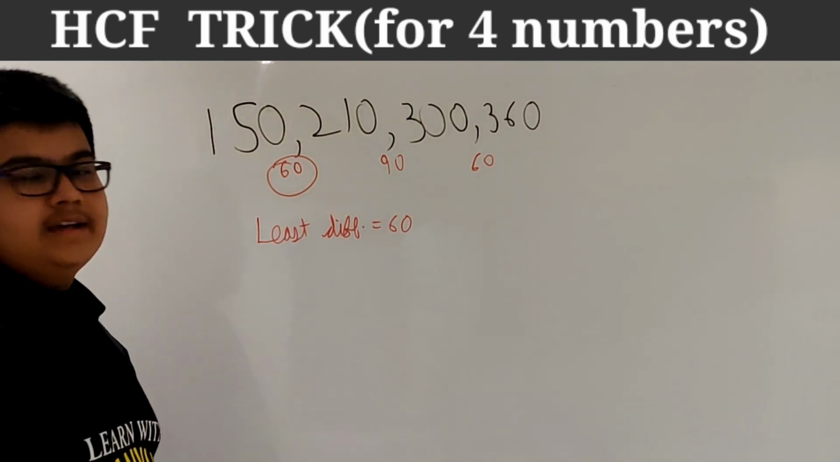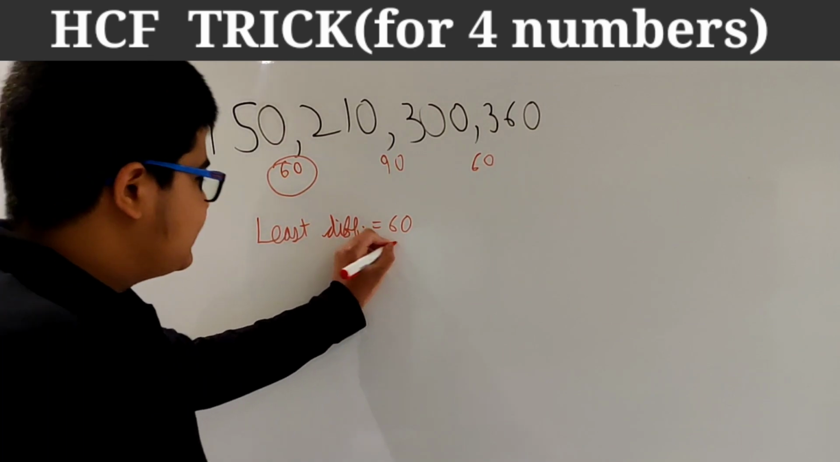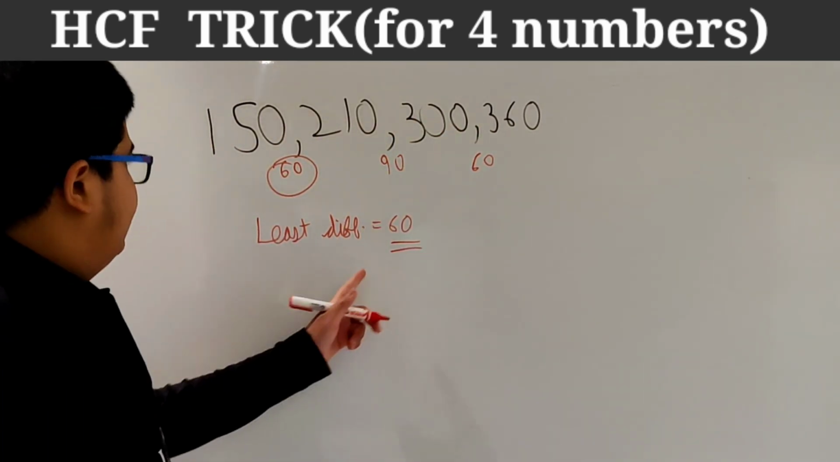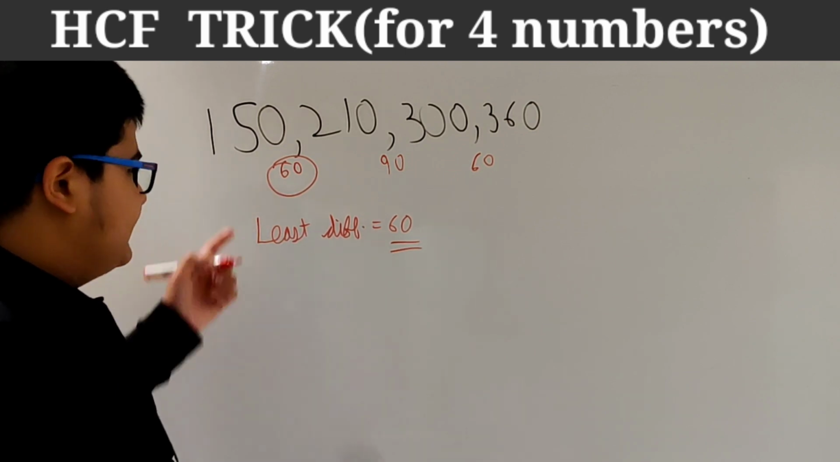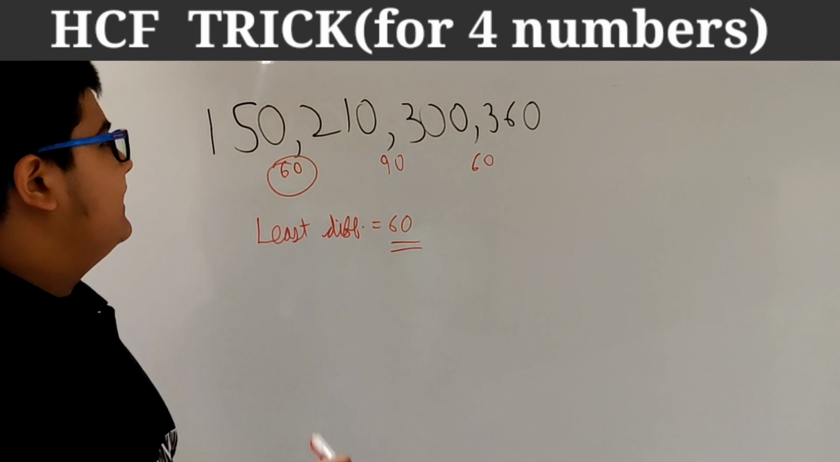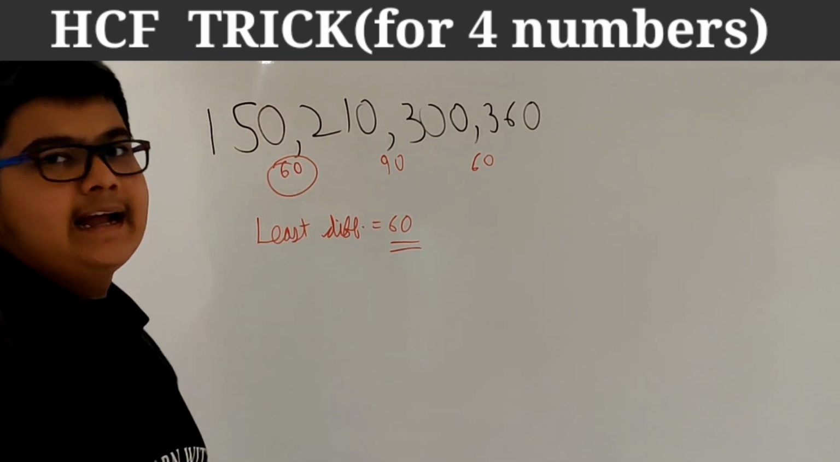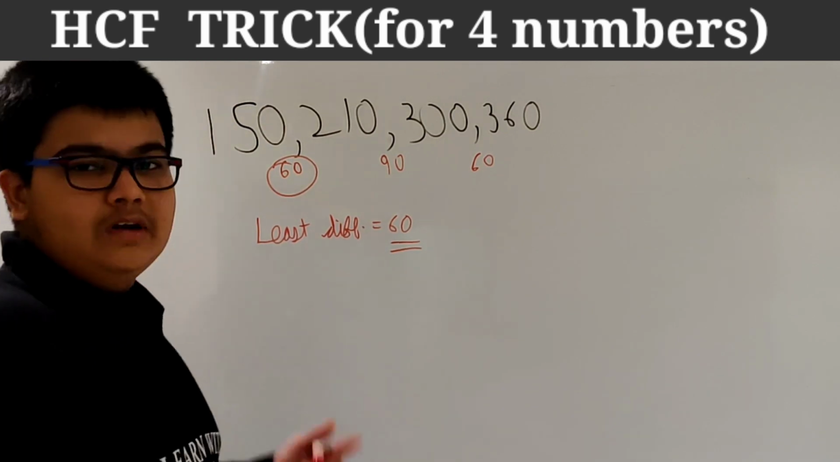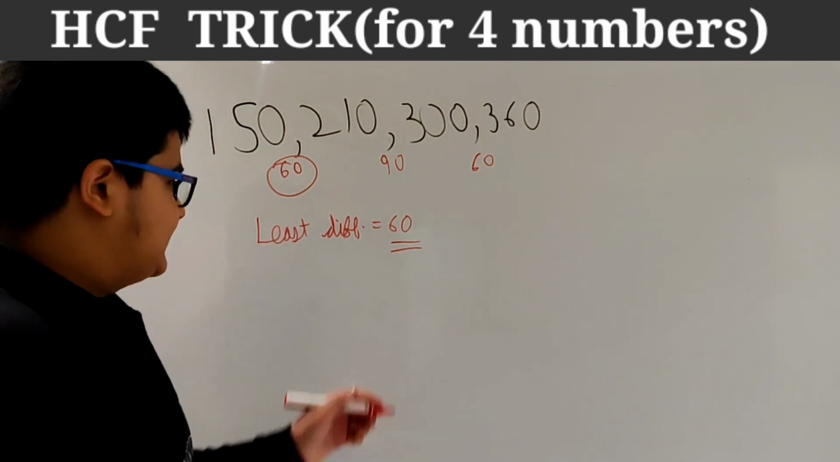Now what we have to do is check whether this 60 is perfectly divisible by all these numbers or not. So 60, we know that 60 is not divisible by 150. Also it is not divisible by 210, and so this means that we cannot take 60 as the HCF. What we will do, we will find the factors of 60.